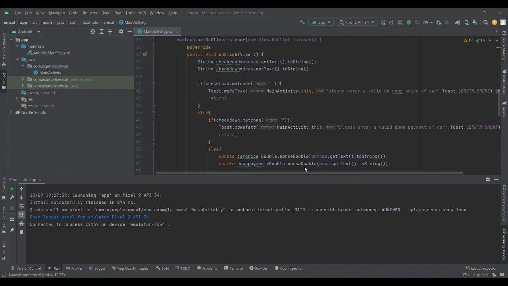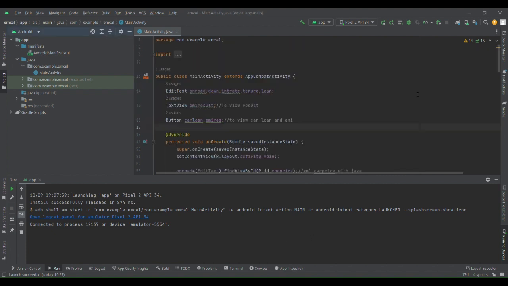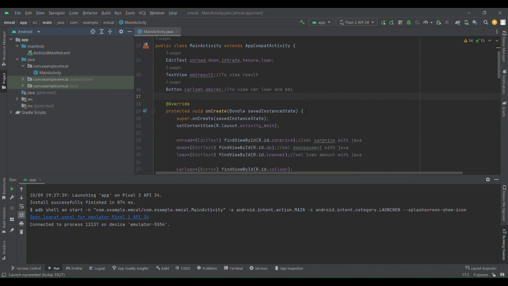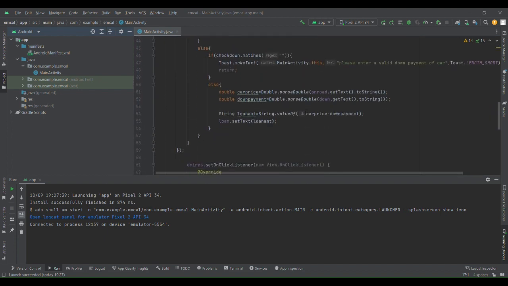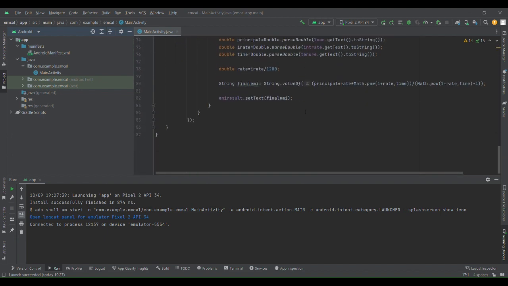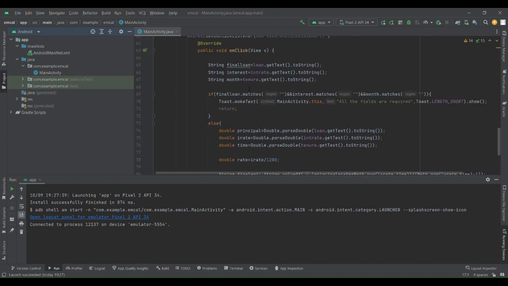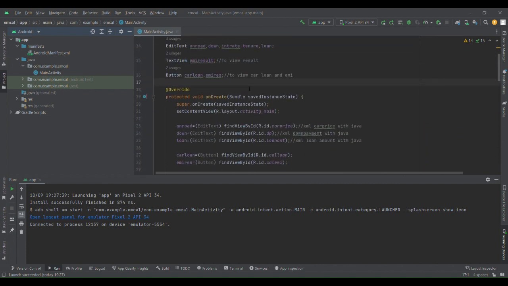Formula to calculate the car EMI, and the basic inputs are car price, down payment, and other costs. Let's see visually how it looks in the front end. So here you can see the car price and down payment, loan amount, and the calculate button.